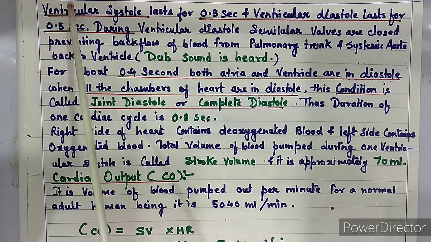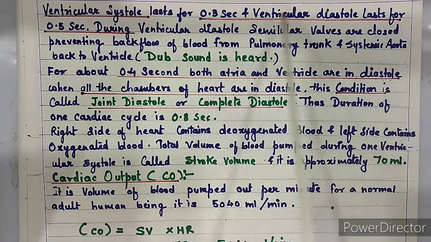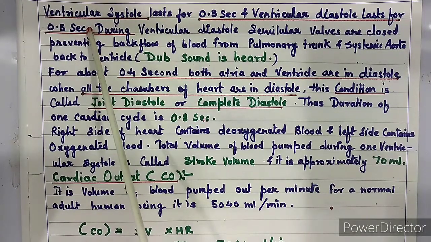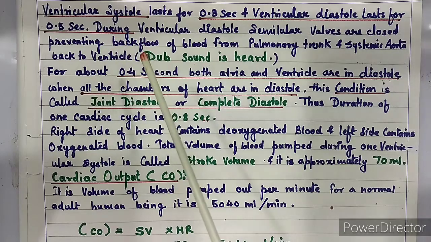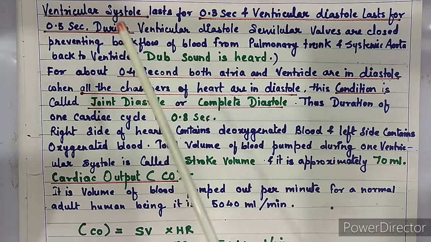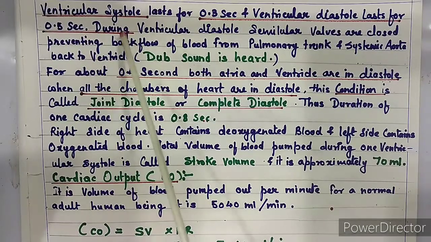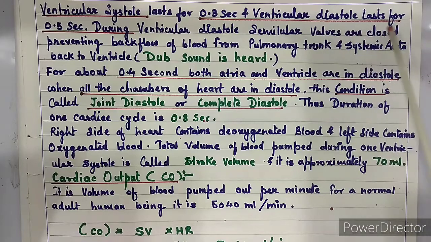So children, ventricular systole lasts for 0.3 seconds and the ventricular diastole lasts for 0.5 seconds. Contraction of the ventricle lasts for 0.3 seconds, whereas the ventricle muscles relax for 0.5 seconds. During ventricular diastole, semilunar valves are closed.